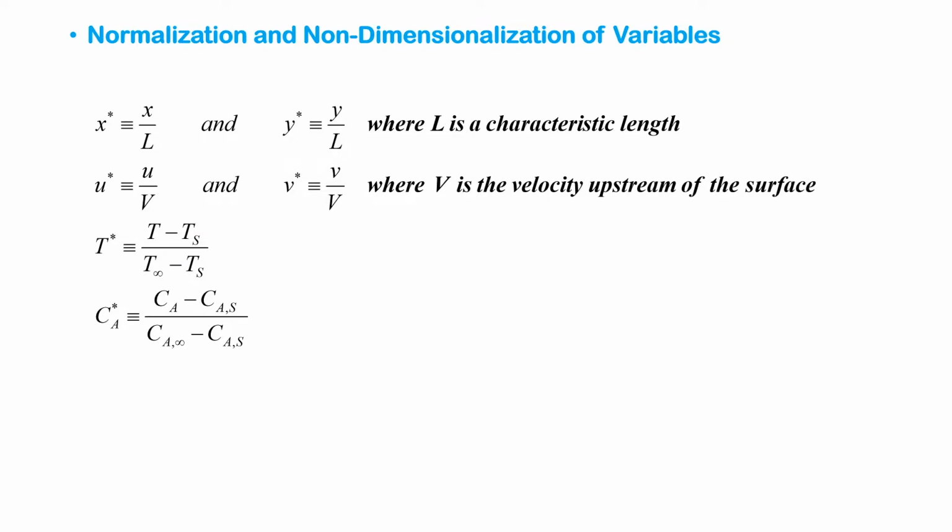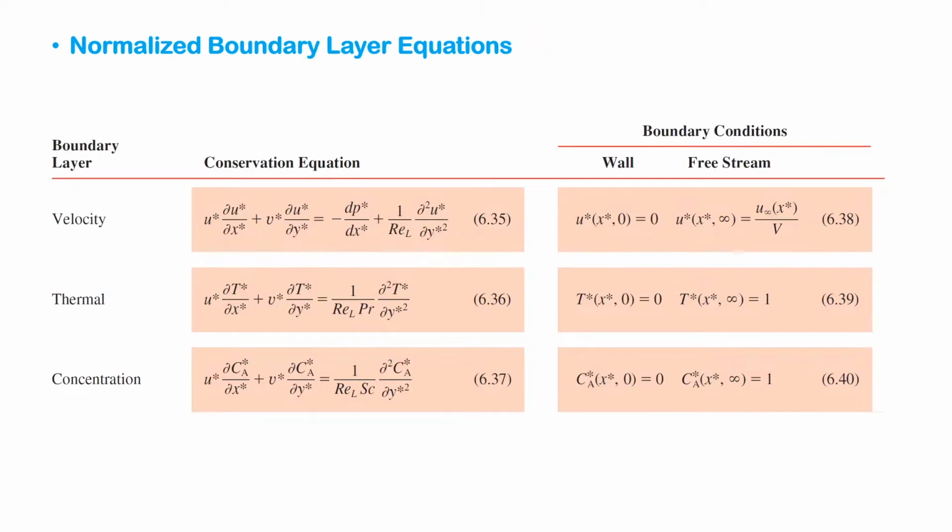So now you can do normalization. You can normalize x with respect to length, y with respect to length, velocity with respect to incoming stream velocity, u infinity or V, we can call it either way. You normalize the velocity in y direction with the same upstream velocity. You normalize temperature with Ts minus T infinity, concentration by CA infinity minus CAs. So after you go through a lot of algebraic manipulation, you'll obtain transport equations in terms of non-dimensional numbers. So you'll have velocity transport equation, thermal transport equation and concentration transport equation.